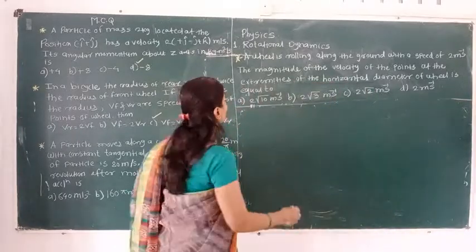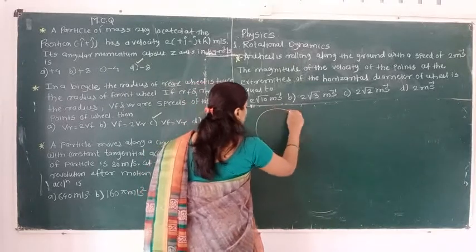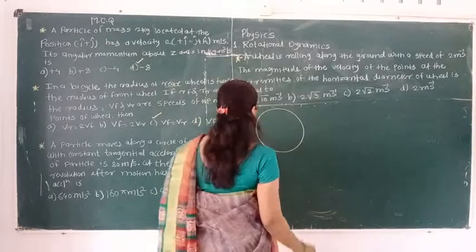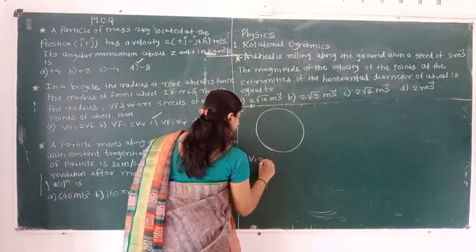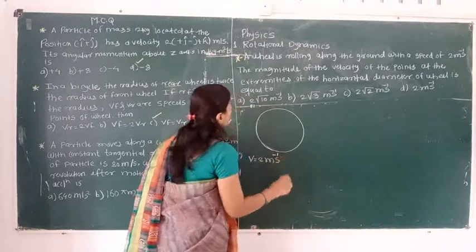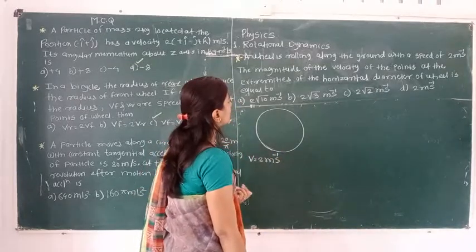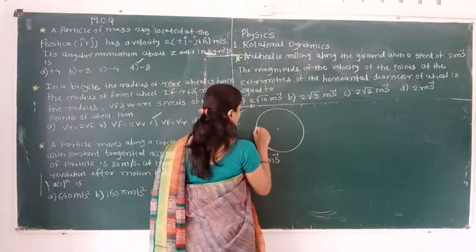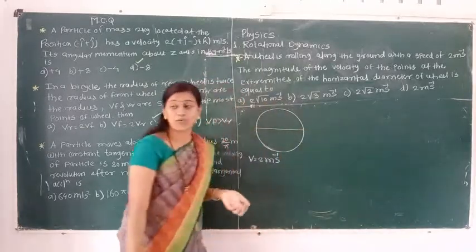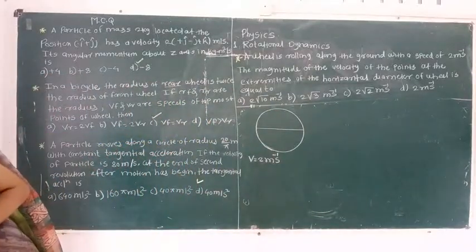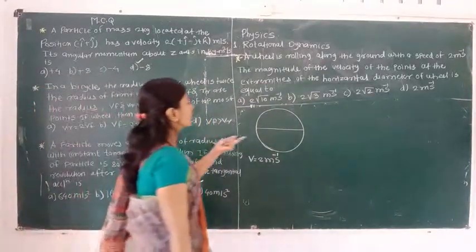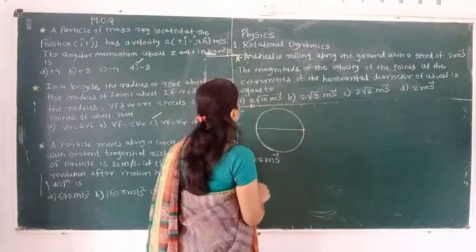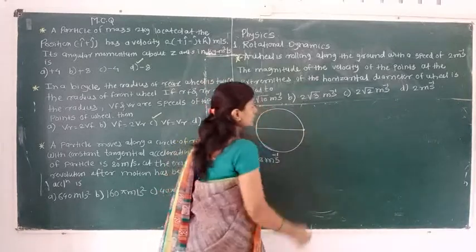Just now we saw the pure rolling motion, like in that bicycle wheel, along the ground with a speed given to us, which is 2 meter second raised to minus 1. We need the magnitude of velocity of the point at the extremities of the horizontal diameter. The wheel of a bicycle is in the shape of a circle, so we can understand it has a horizontal diameter, and we have to find the magnitude of the velocity at that point.